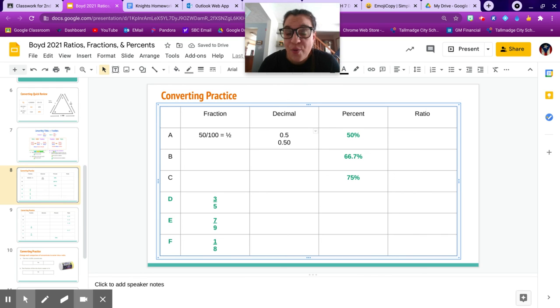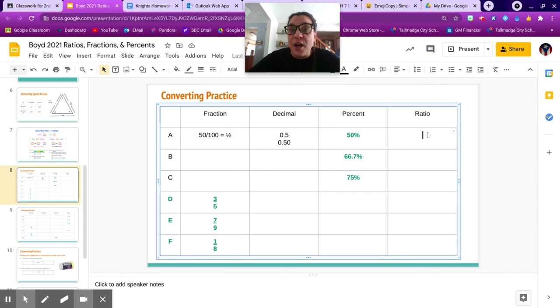Now, the ratio. How can I write a ratio that represents 50%? Okay, so let's think about this for a minute. In order to turn a fraction into a ratio, we're going to take the whole and subtract the part. I always like to think of something other than just a random naked fraction. So I like to think, okay, 1 out of 2 kids prefer summer to winter. If 1 out of 2 kids prefer summer, then how many preferred winter? Well, another 1 out of 2 preferred winter.